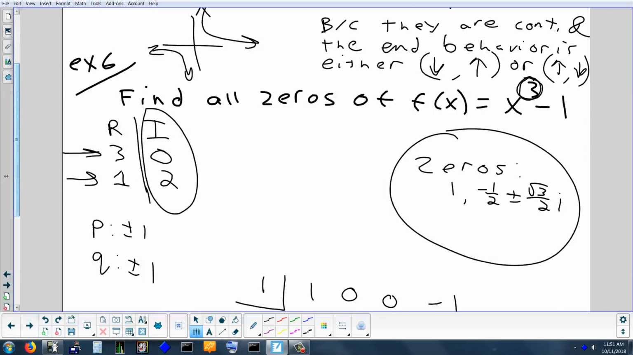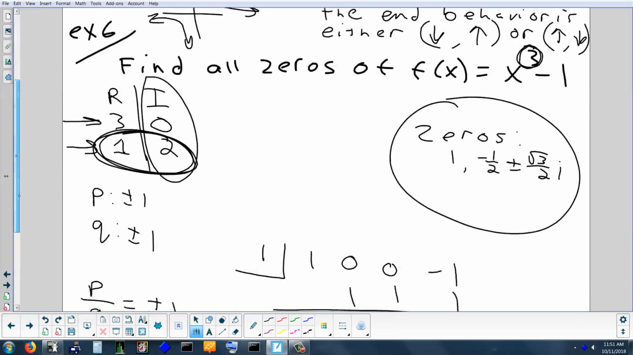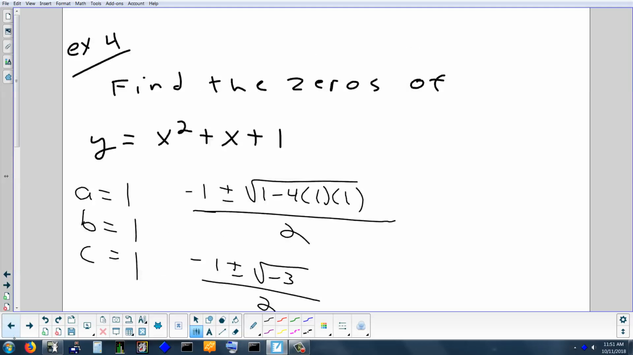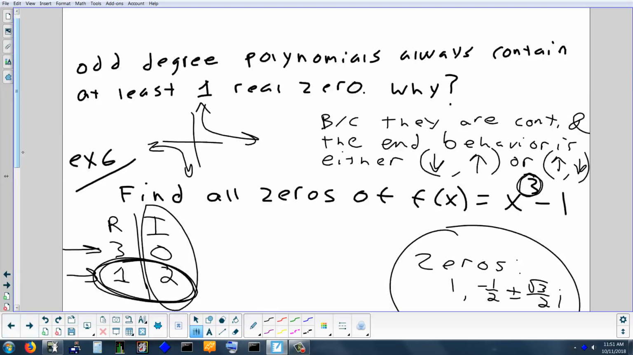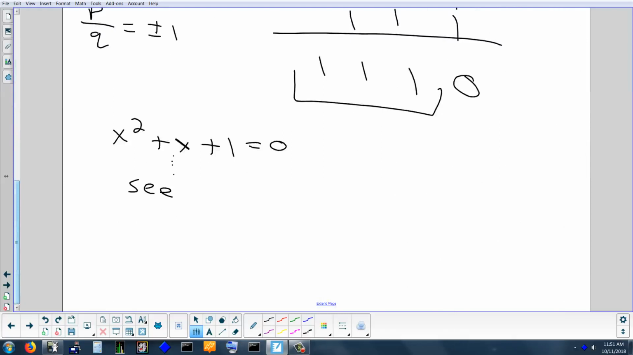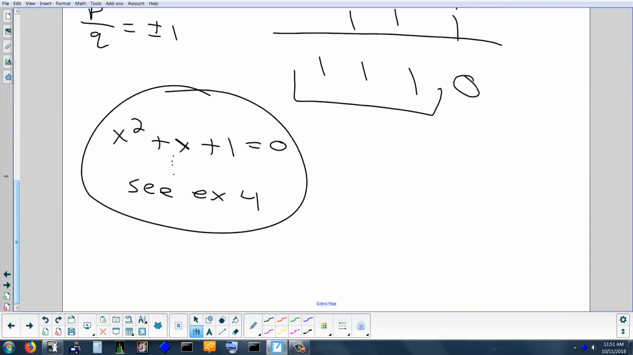So this case was that. You have one real, two imaginary answers. And they occur in conjugate pairs. The negative 1/2 plus root 3 over 2i comes from example 4. So you would now have to do example 4 to finish off this problem. So I'm just going to put see example 4, and that's exactly the problem we already did.